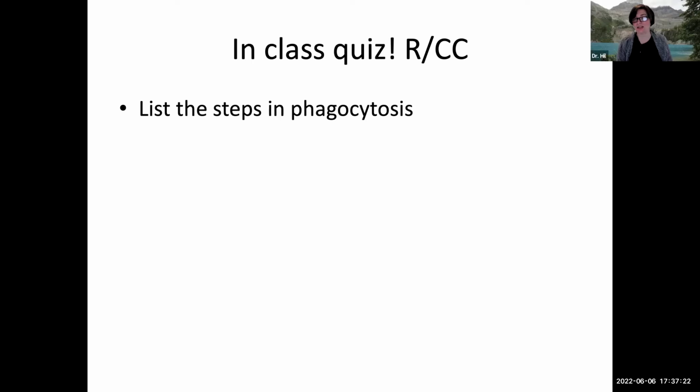And that creates what, guys? Write this into the chat. Once you have engulfed it, it creates something called a what? What's that vesicle that's full of whatever you've captured called? That's right, Haley, it is called a phagosome. Okay, so now we have engulfed our target and it's in a little vesicle. Ayumi, what has to happen after that? What's the next step? We have our phagosome. What do we do next?